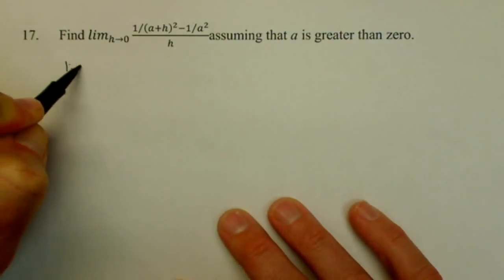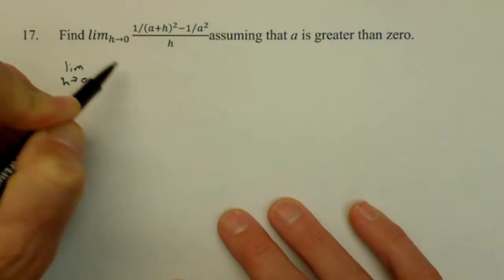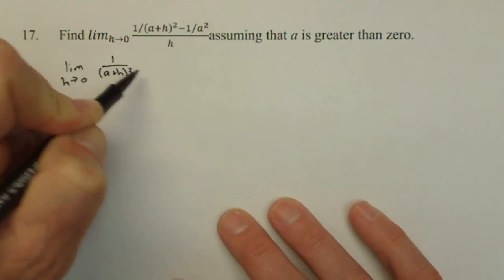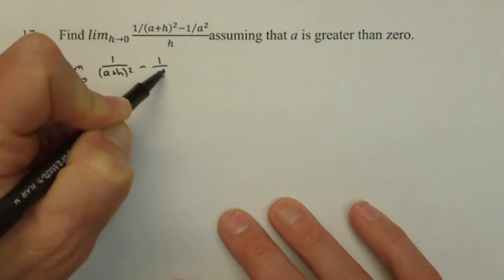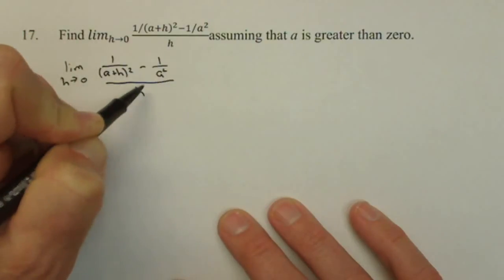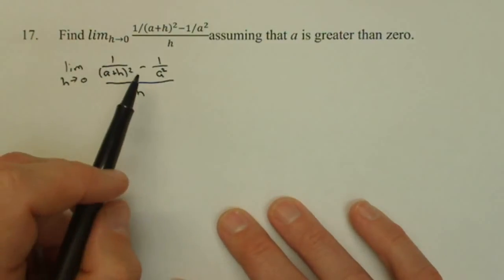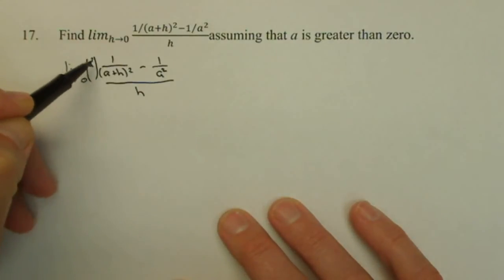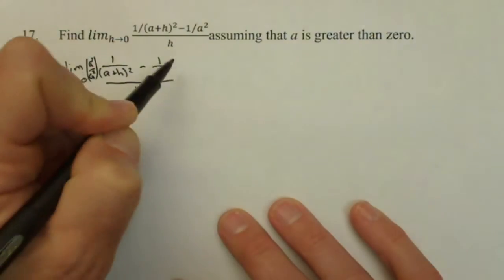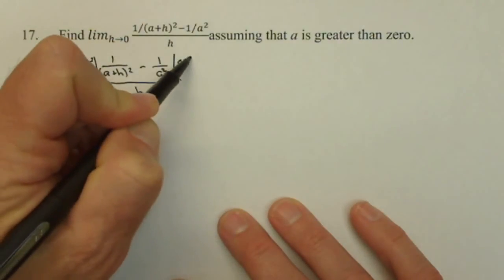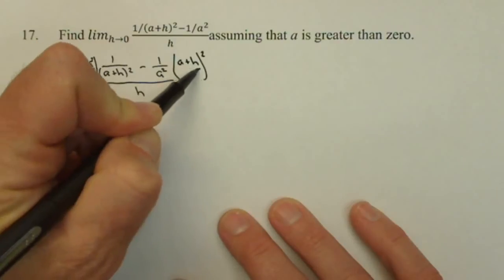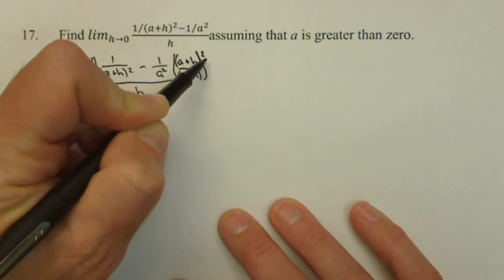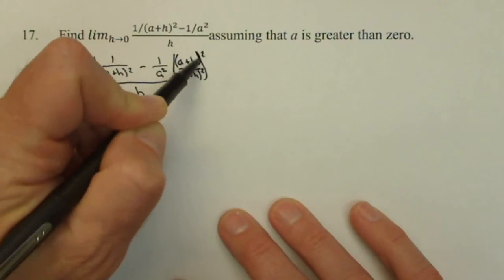So we have the limit as h approaches 0 of 1 over (a plus h), the quantity squared, minus 1 over a squared, all over h. One thing we might want to do is find a common denominator between the two terms. So over here I'm going to multiply by a squared over a squared, and over here I'm going to multiply by (a plus h), the quantity squared, over (a plus h), the quantity squared. Let's make that a little more obvious.